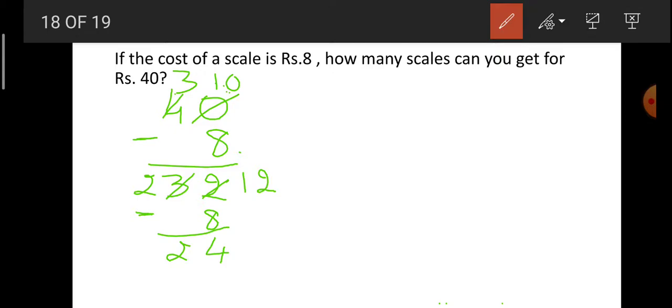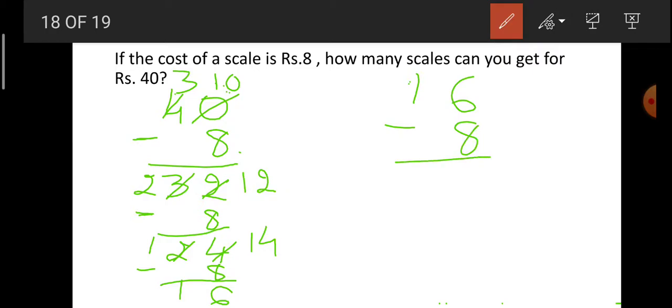Now again I will buy one more scale. 24 minus 8, 14 you need to do here, because from 4 you can't remove 8. 14 minus 8 is how much? 6. 1 you will write here. I am left with how many rupees? 16 rupees. Now I will again take 16 rupees and buy one more scale.